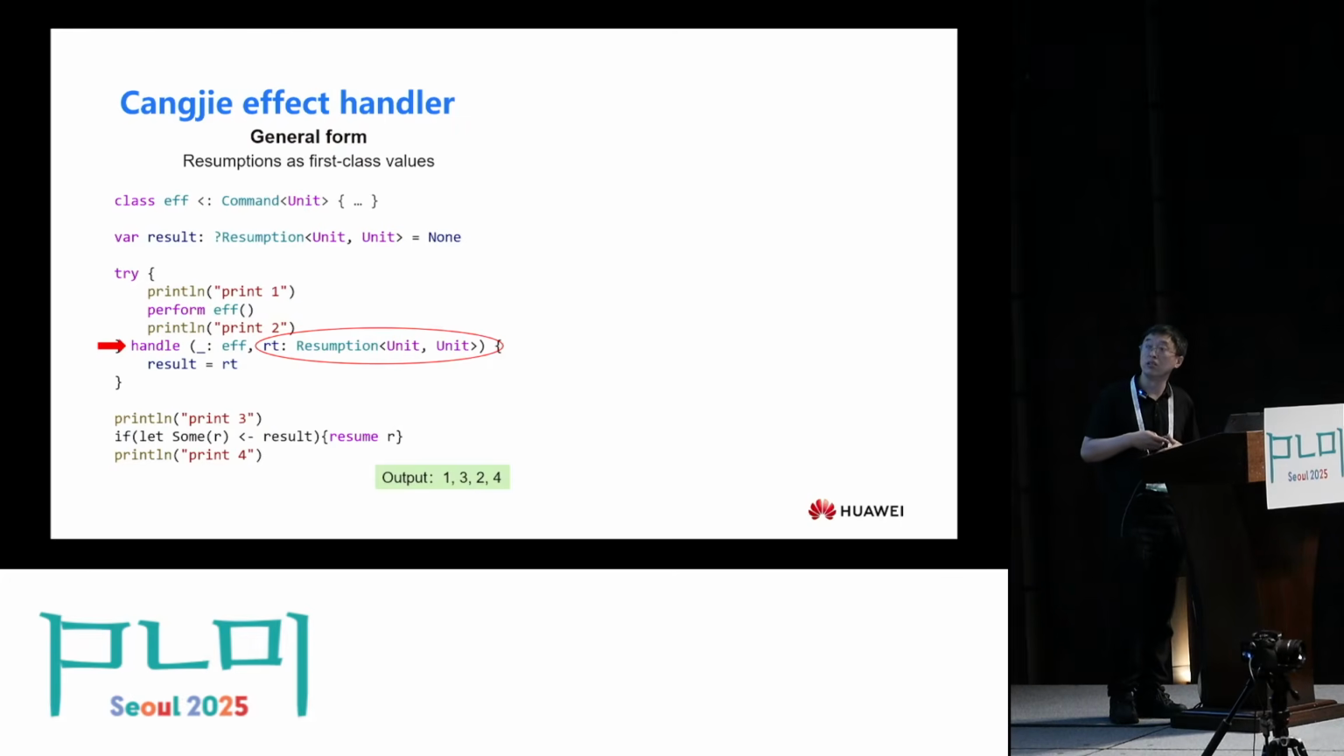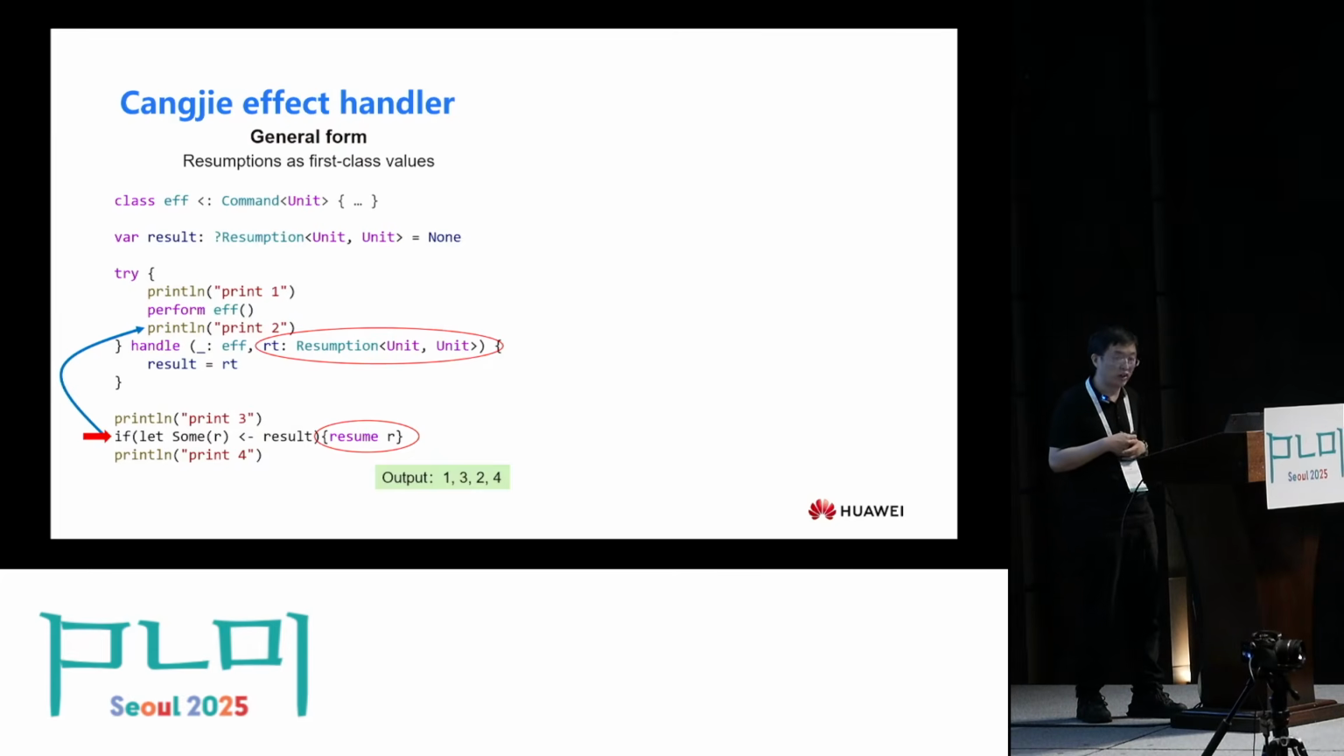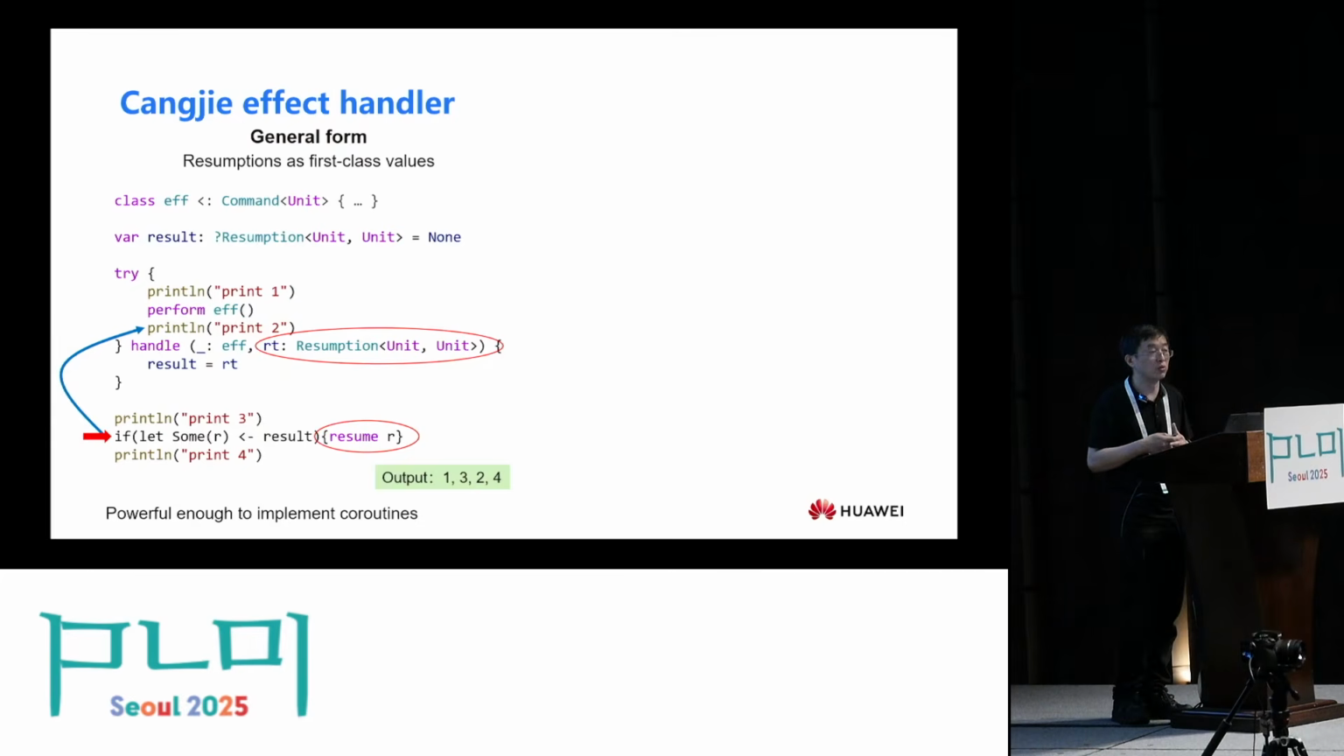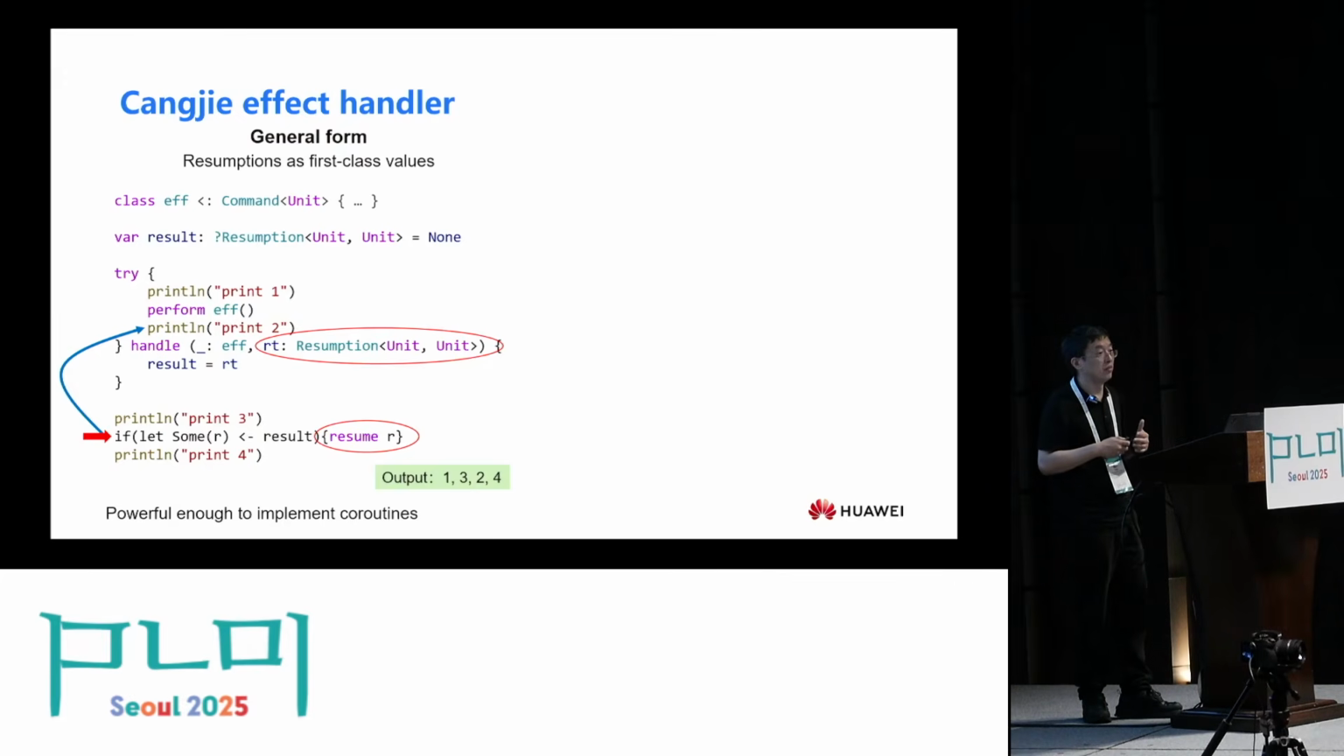It's like a continuation. Then later on, we can use this resume to jump back to the place where we perform the effects. So we know this is a very powerful language feature which can be used to implement all kinds of control abstractions like coroutines. But at the same time, it could be overly expressive. People may abuse this to write unreadable code.